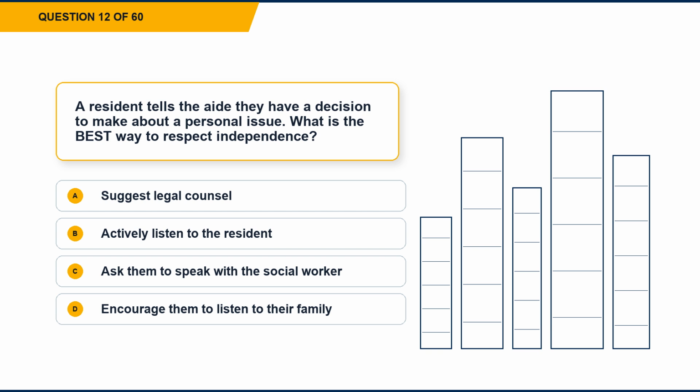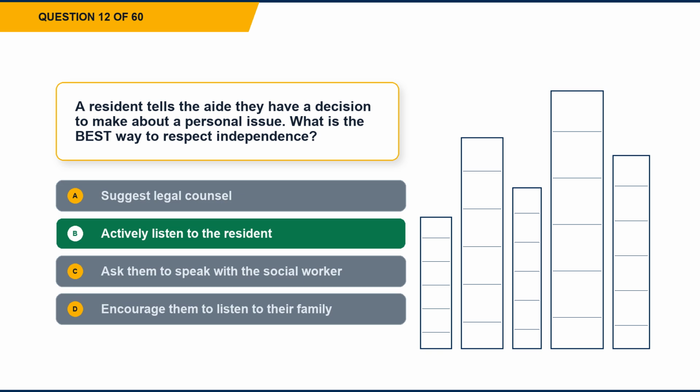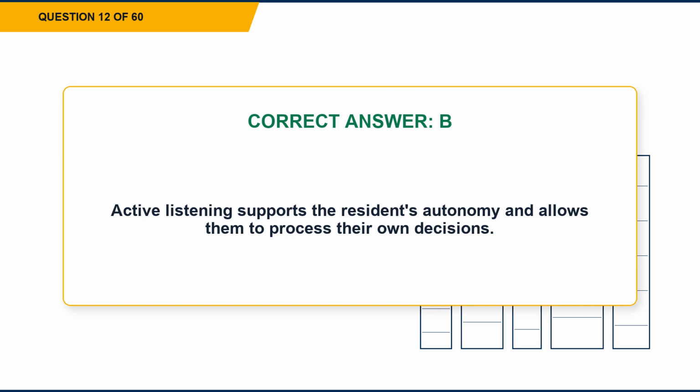The correct answer is option B. Actively listen to the resident. Explanation. Active listening supports the resident's autonomy and allows them to process their own decisions.